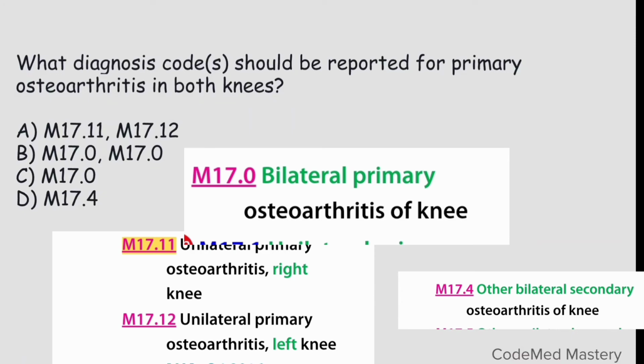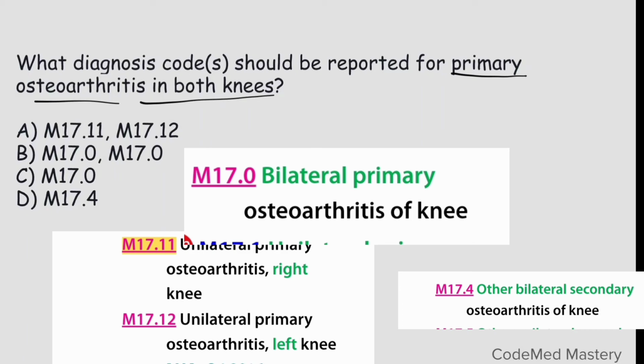M17.11 is for unilateral primary osteoarthritis, right knee. M17.0 is for bilateral primary osteoarthritis of knee. And M17.4 is for other bilateral secondary osteoarthritis of knee. In the question, they have mentioned primary osteoarthritis in both knees. So the appropriate code will be M17.0, that is bilateral primary osteoarthritis of knee.